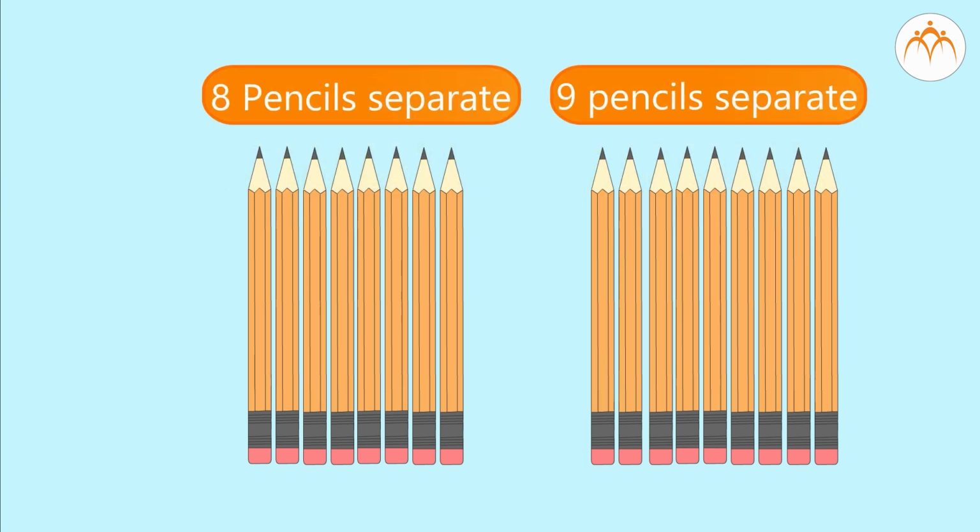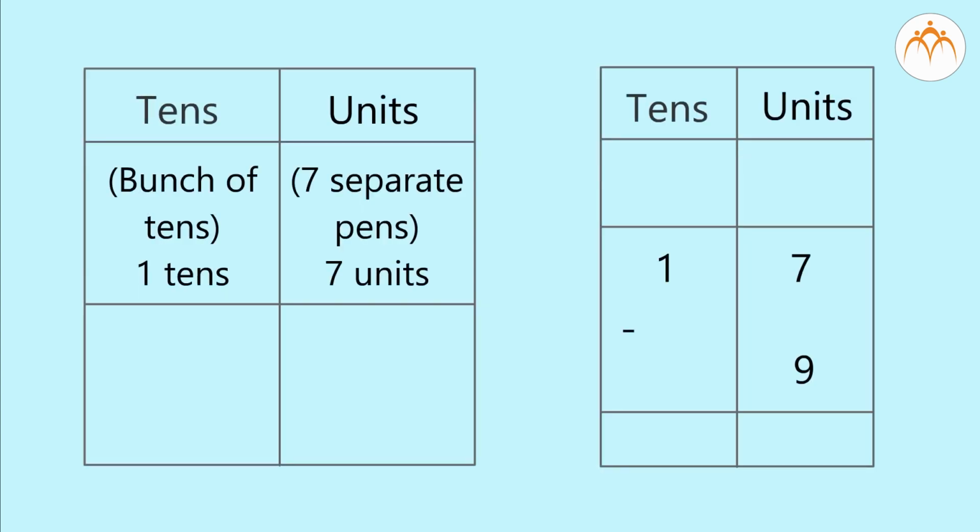Are there any tens left? No. We have split 1 tens and subtracted 1 tens. Now, the same example in another form can be written like this. Tens, 1 tens, 7 units. 1 tens is split and now we have 17 units. We have 1 tens and 7 units of pencils. We shall place them in columns of tens and units.